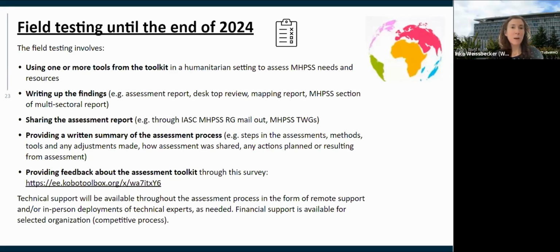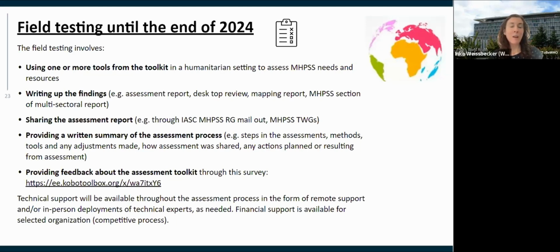How can we improve it? And we don't want to just publish it. We want to make sure it's usable, it's feasible, it's practical. So the field testing will be until the end of this year. Anybody can use the toolkit. Nobody's keeping you. So use the toolkit as much as you want. You don't need to ask us for permission or anything.